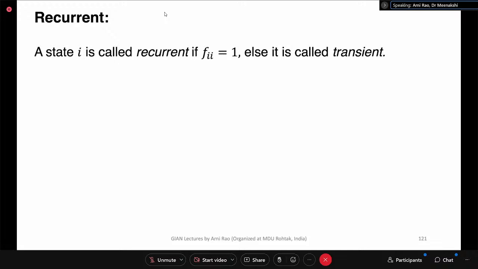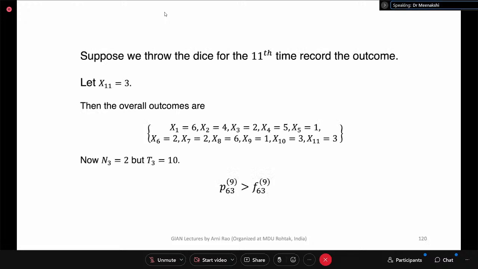Anyone asking a question? Yeah, sir. I have one confusion. Yes, please. Sir, you said that Fijn is the probability that the random variable reaches state j at the nth step for the first time. Does it mean F6 with superscript 9 is up to the 9th step, xn is not 3? I have some confusion about this superscript 9.